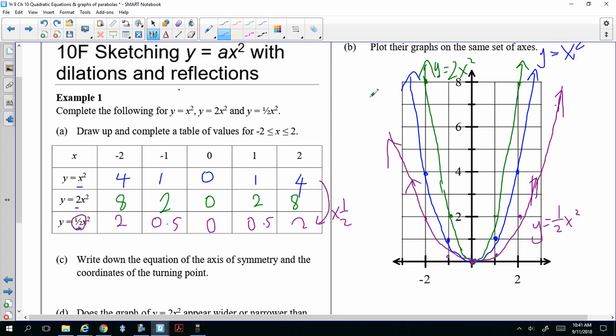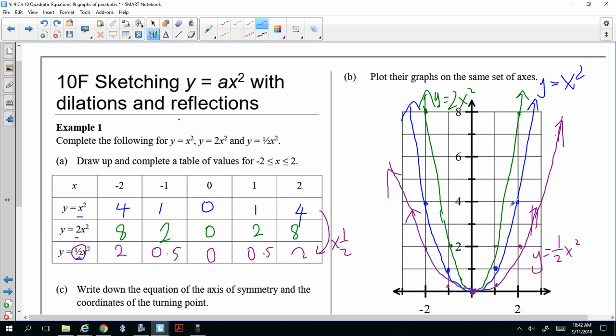So again, what's the equation? Now, I've labeled each graph. The half x squared is the wider one. 2x squared is more narrow. X squared is the blue one. All good. Thank you.